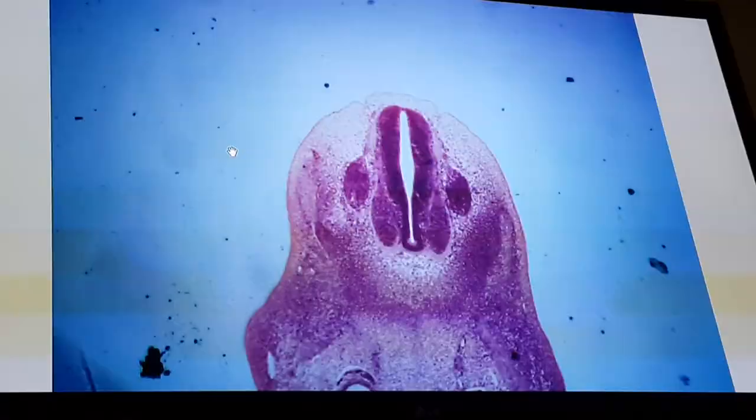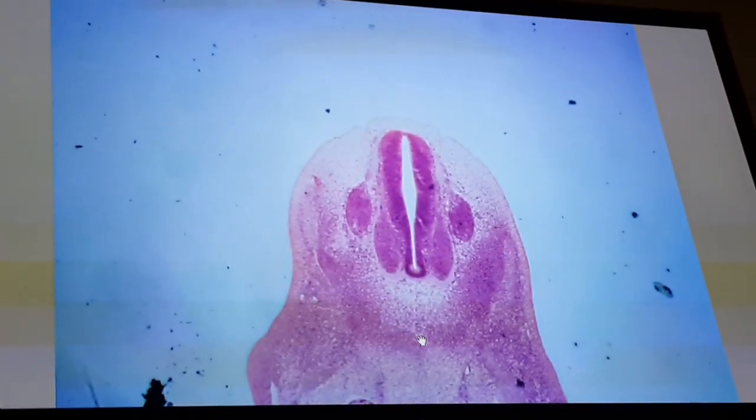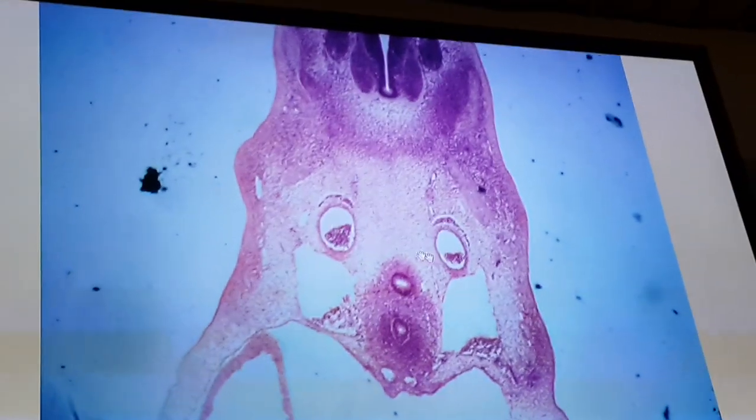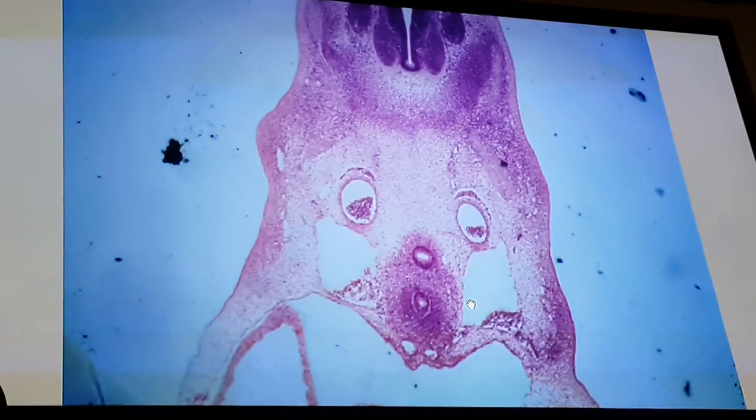More caudal section. Also, first thing dorsally is the neural tube. Ventral to it, this is notochord. Ventral to the notochord, this is the dorsal aorta on that side and that side. Well, that is the cardinal vein.